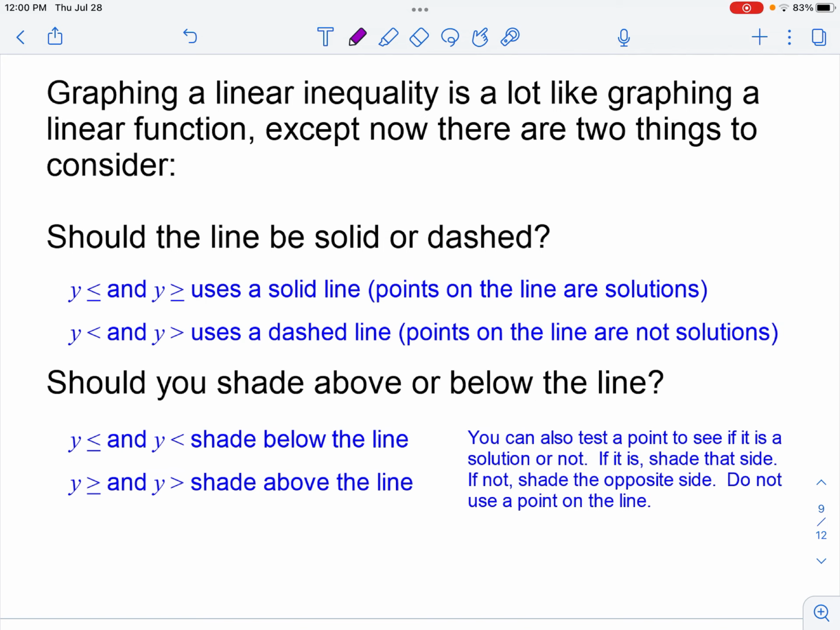And if we have y is greater than, we need to get to bigger y values, we need to go up, okay? You could also pick a point not on the line and test it in the inequality to see if it gives you a true statement. If so, you would shade that side, and if not, you would shade the opposite side. But don't use a point on the line because that doesn't tell you which way to shade. That's something directly on the line, which we already know if it's going to work or not based on the equal to or not equal to.